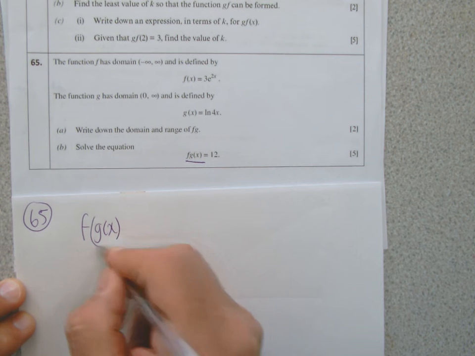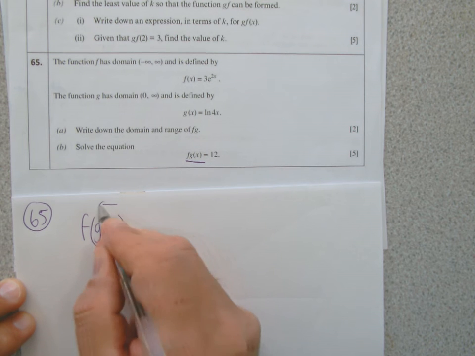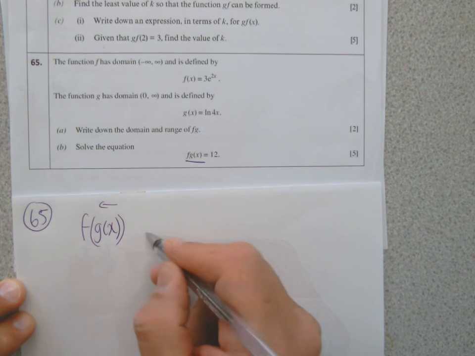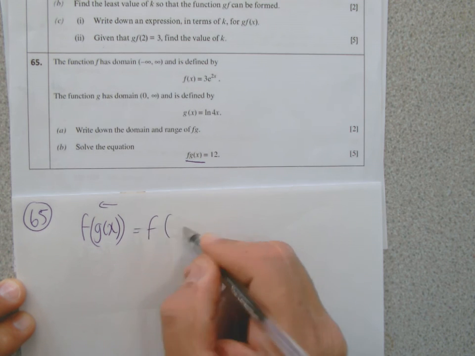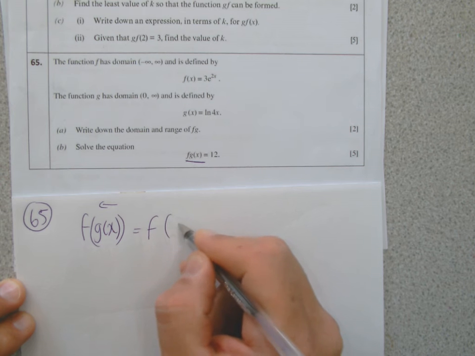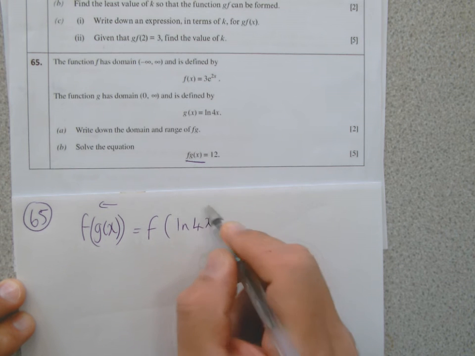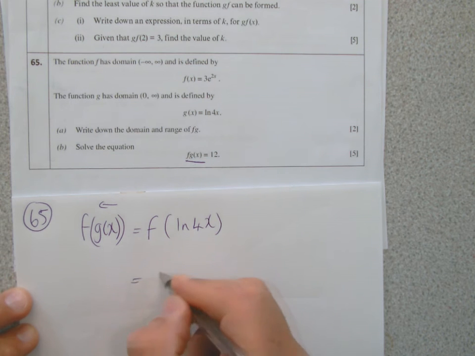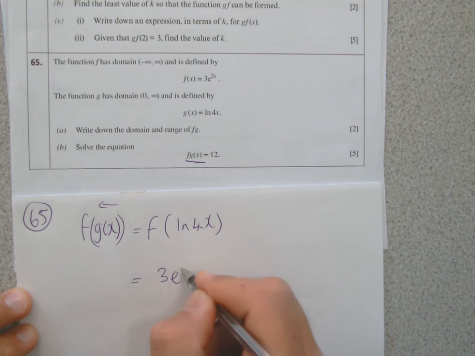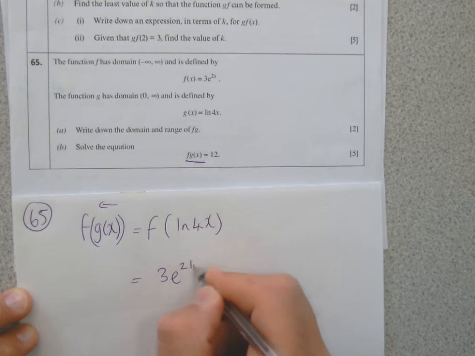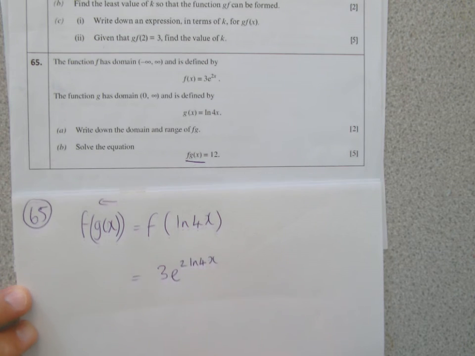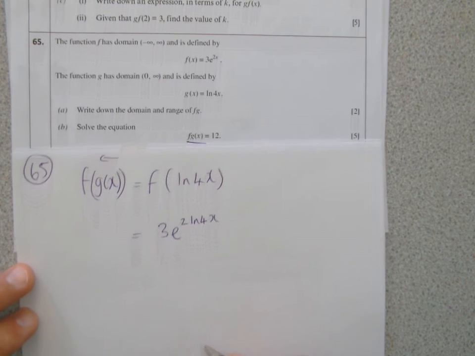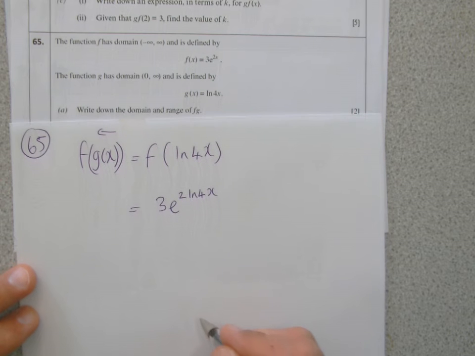So fg of x means that you work from right to left, so g goes into f. You're going to put g, which is ln 4x, into f there, so you have 3e to the power 2x, where x is replaced with ln 4x. Okay, and then once you've got this, now we need to simplify this.